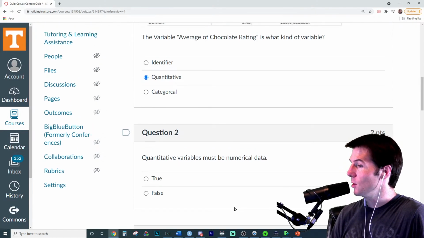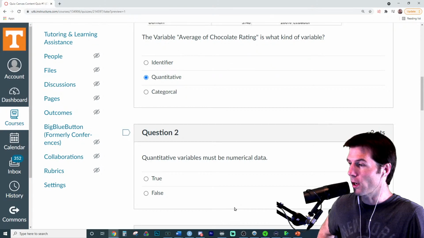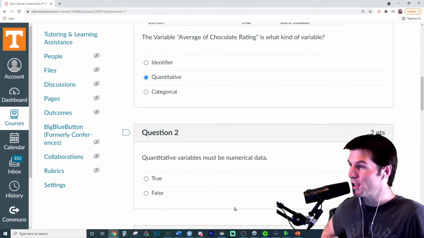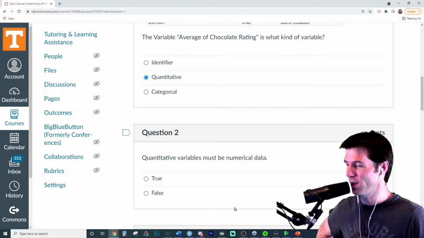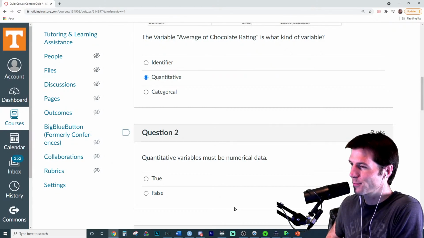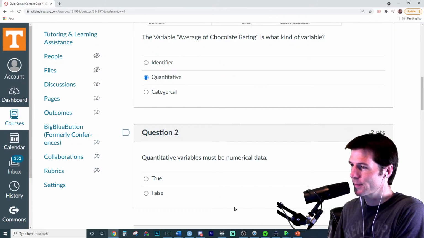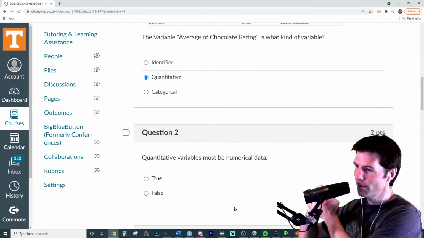Quantitative variables must be numeric data. True or false? Like when we do a quantitative variable and we get a quantity of something, that has to be a number. Or it could be like dog. Dog can be quantitative. Bunny can be quantitative. Chocolate can be quantitative. Like if I ask you, how tall are you? And you say chocolate. I'm like, I like chocolate too. And then we just like high five over it.